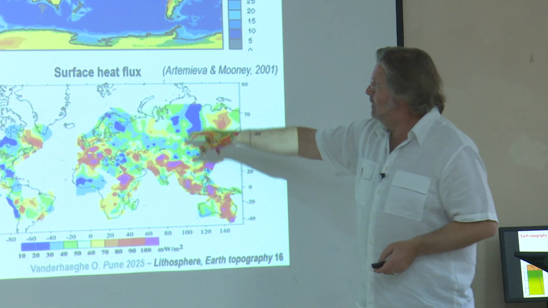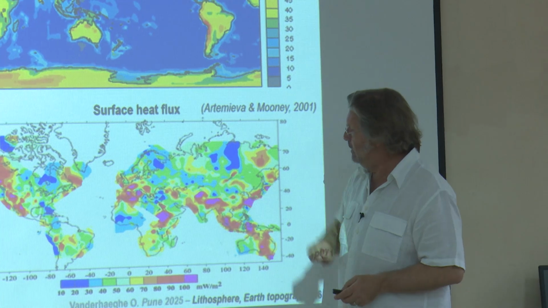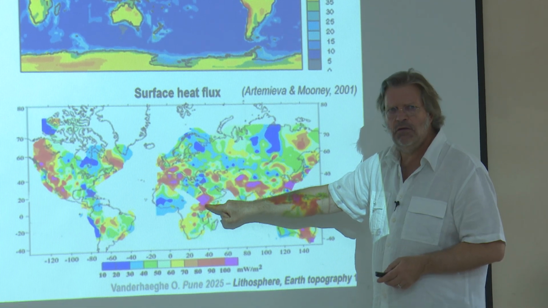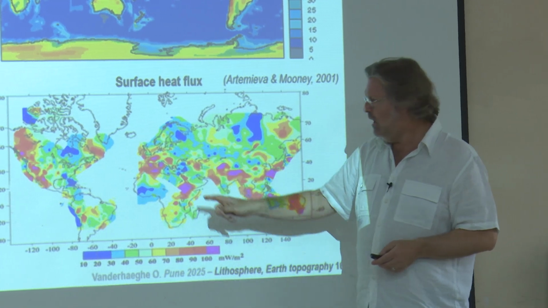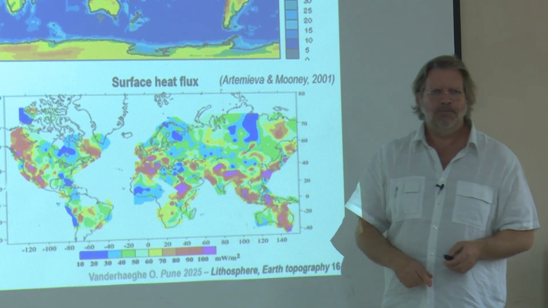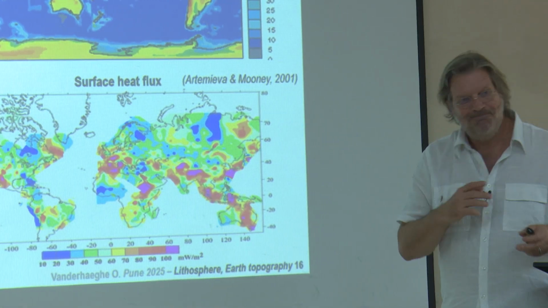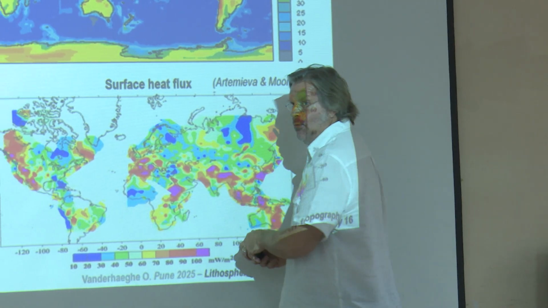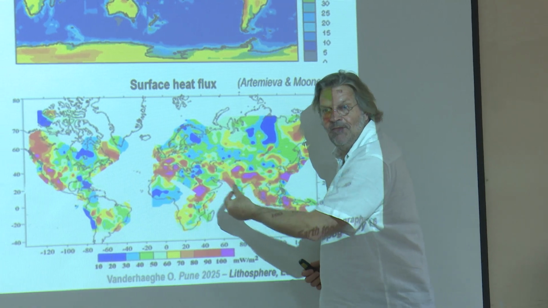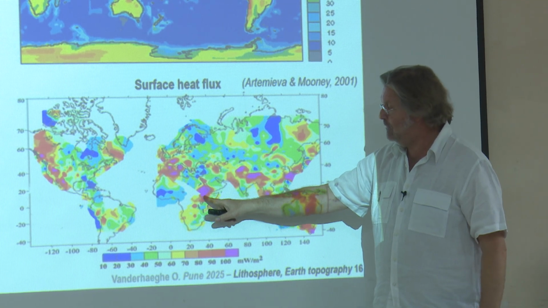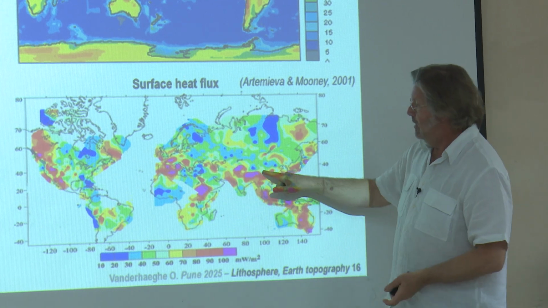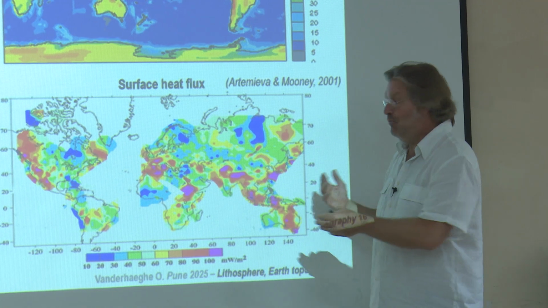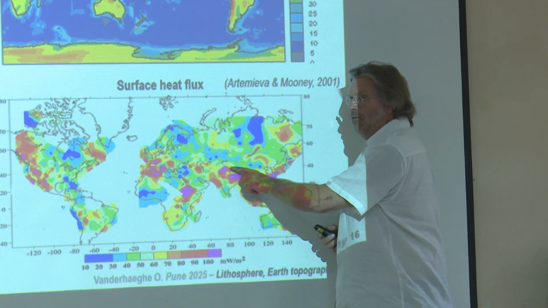So, okay, possibly thick crust corresponds to high surface heat flux, but there's also high surface heat flux in the East African rift. How do I explain this high surface heat flux? Rifting. Plates diverge, and what happens here? The lithosphere thins. So here, the high surface heat flux is explained by thin lithosphere. High surface heat flux here is explained by thick crust. So we don't really know if here we're looking at an effect of thick crust, or we'll see.